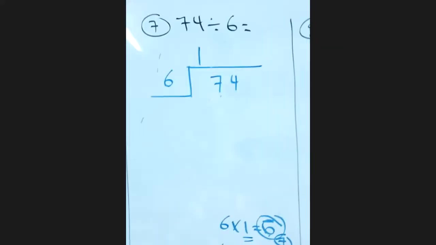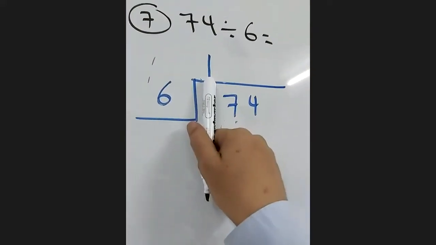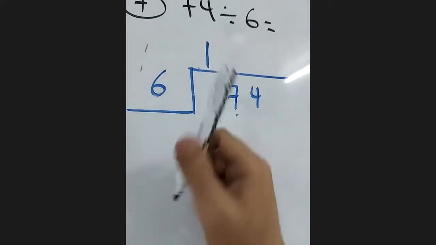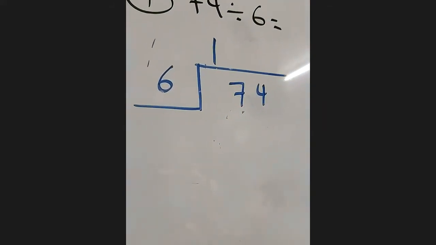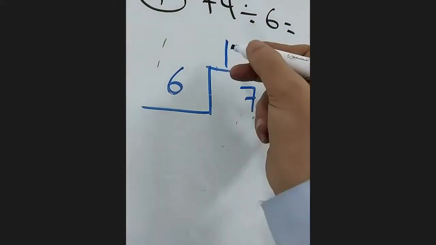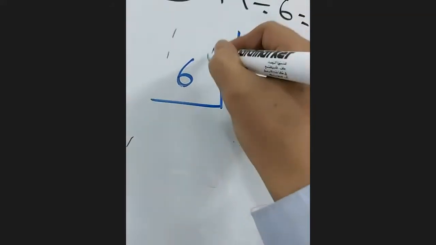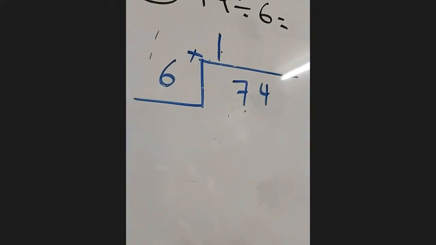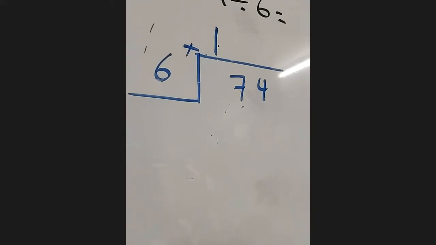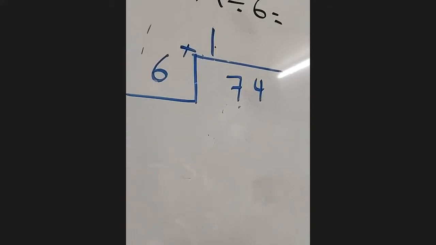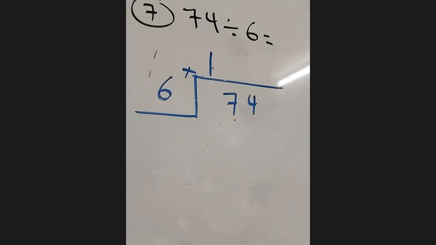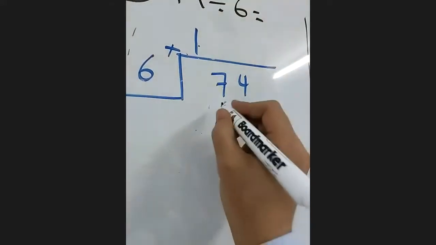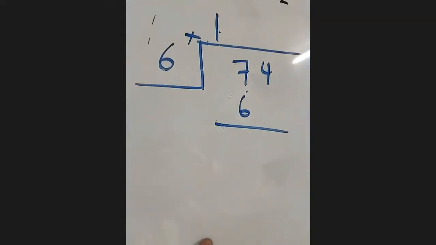Mazen, Hamza said we put 1 up. Is this correct? After we put the 1 up, what do we need to do, ya Mazen? We multiply 1 by 6. 1 multiply 6 is how much? 6. Where will I put the 6, under 7 or under 4? Under 7. Good. Thank you, Mazen.